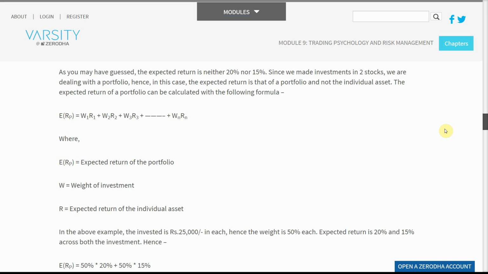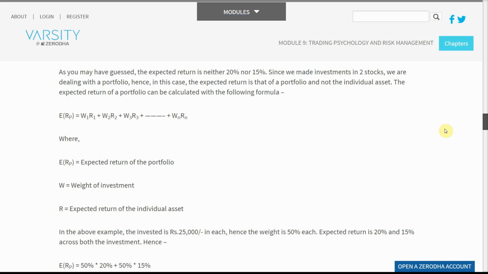Since we made investments in two stocks, we are dealing with a portfolio. Hence, in this case, the expected return is that of a portfolio and not the individual asset. The expected return of a portfolio can be calculated with the following formula. ERP equals W1R1 plus W2R2 plus W3R3 plus WNRN, where ERP equals expected return of the portfolio, W equals weight of investment, R equals expected return of the individual asset.